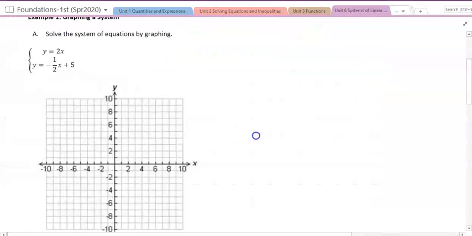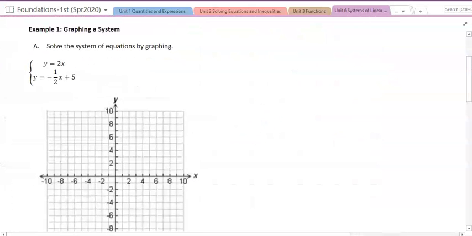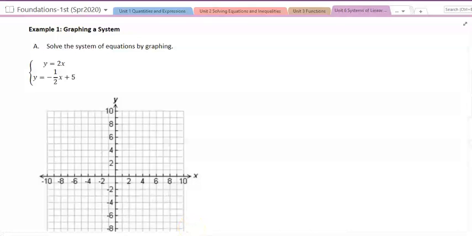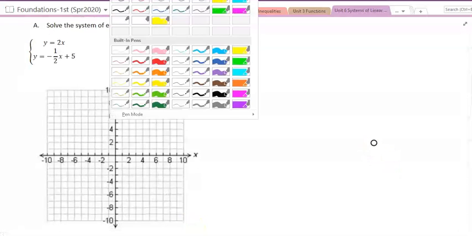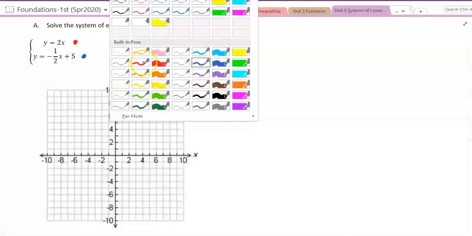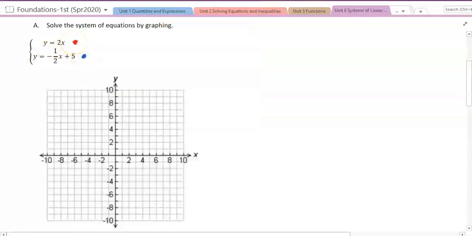All right, so example 1, A. Solve this system by graphing. We have y is equal to 2x and y is equal to negative 1/2 x plus 5. And so with that, what we're going to see is we need to graph these two lines. And I'm going to use two colors here. I'm going to use red for the first line, and I'm going to use blue for the second line. So how do we graph y equals 2x?